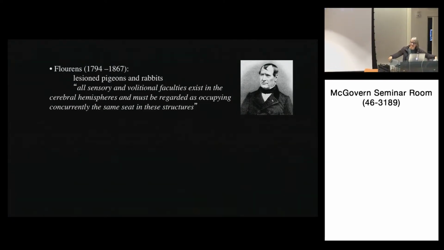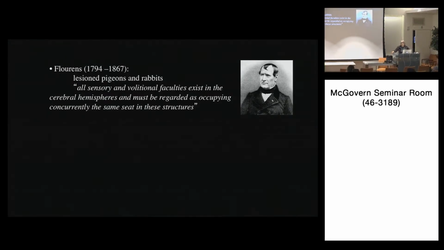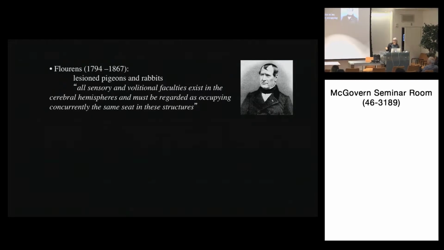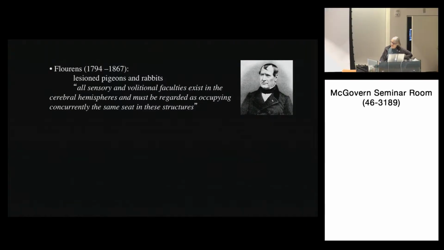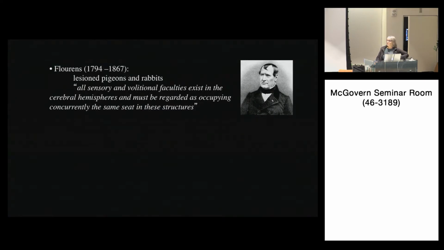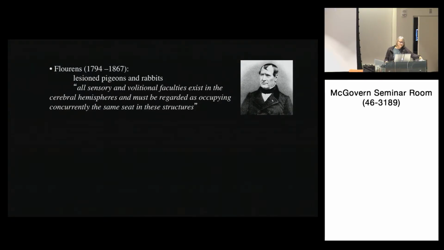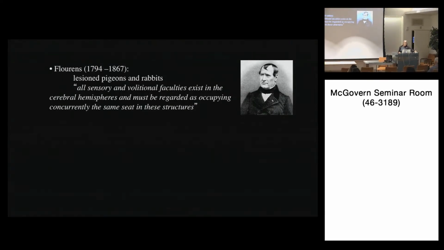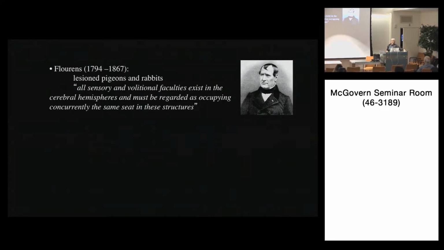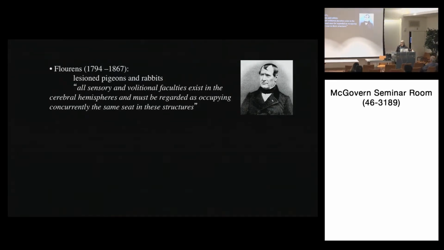who's often credited with launching experimental neuroscience. He did lesions in pigeons and rabbits and other animals, and tried to figure out whether you would get very specific deficits or just generally stupid pigeons and rabbits, or pigeons and rabbits who would lose particular abilities. And he argued for the former view, that pretty much whatever bit of brain you took out, you would just get a general across-the-board decrement in abilities. So from that, he reasoned, "All sensory and volitional faculties exist in the cerebral hemispheres and must be regarded as occupying concurrently the same seat in those structures." So all mental functions are on top of each other in the brain. That's the idea.